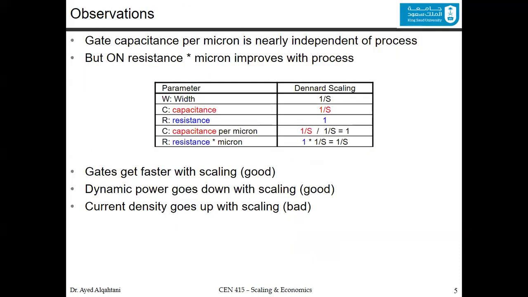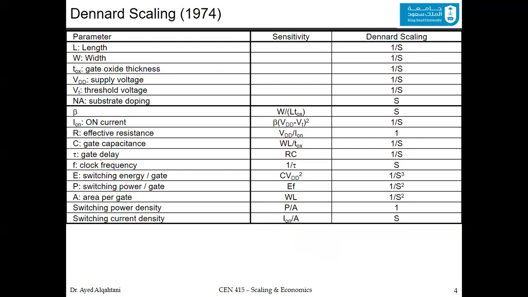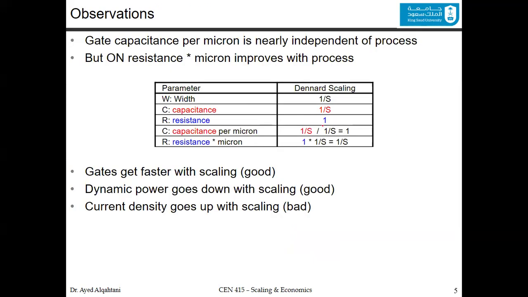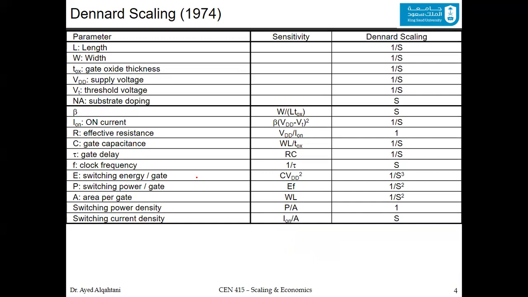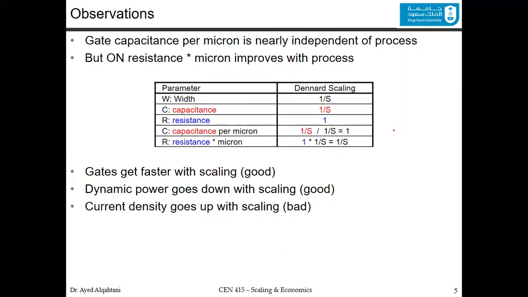As an observation, the gate capacitance per micron is nearly independent of the process, but the on resistance times micron improves with the process. How is this? Now we know the width is scaling down by 1 over S. Similarly, the capacitance is 1 over S. So it's scaling down by S. The resistance is remaining the same, because the resistance is V divided by I. And we know that V is scaled down by S, and I is also scaled down by S. So the resistance remains constant, which is equal to 1.